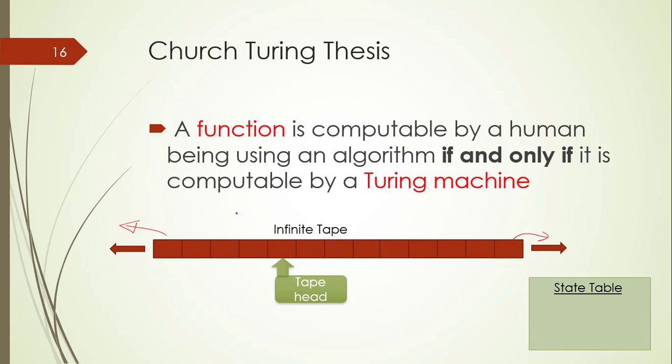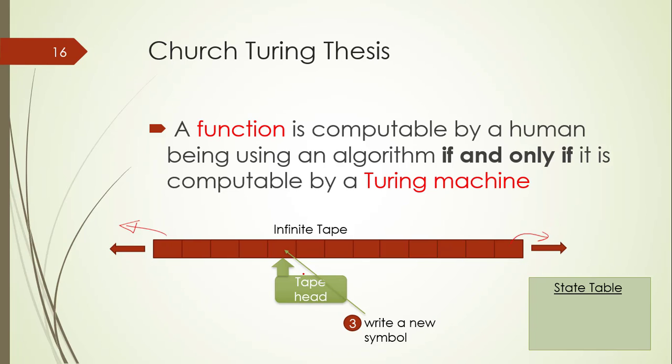Along with that, we have a state table. He said that the operation of the basic Turing machine is like this: we read the symbol that is below the tape head. As I said, the tape has cells, and each cell stores a symbol. So we read the symbol, and we access the state table.